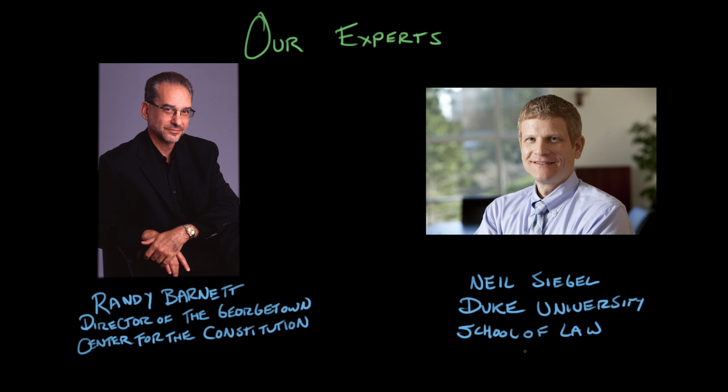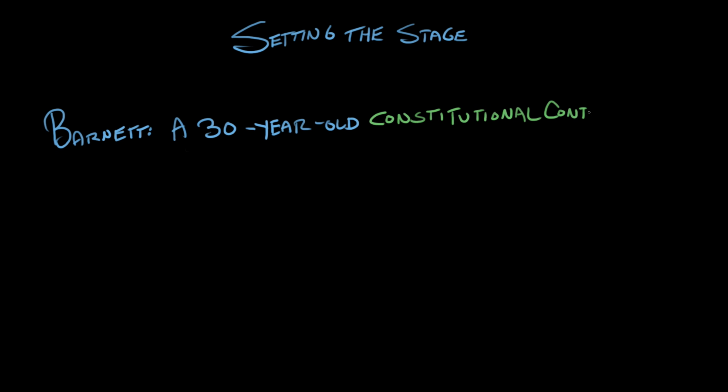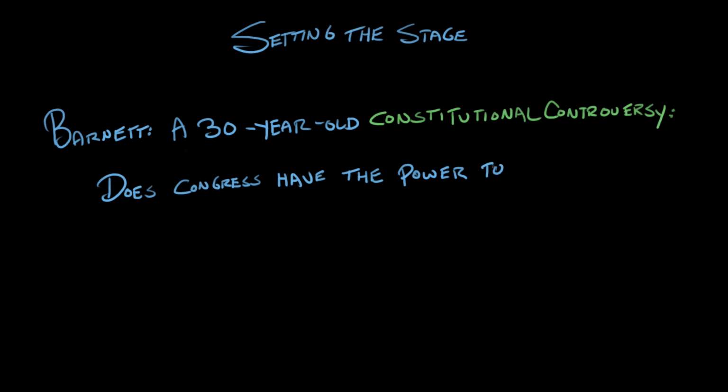So, Professor Barnett, could you set the stage for us? What was happening in this case? What was the overall context? Well, McCulloch versus Maryland was the culmination of a 30-year-old constitutional controversy. In fact, it was the culmination of one of the earliest controversies that we had in the country, and that is over whether Congress had the power to establish a national bank, a bank that would be a corporation formed by Congress and which would have certain privileges that Congress granted it.